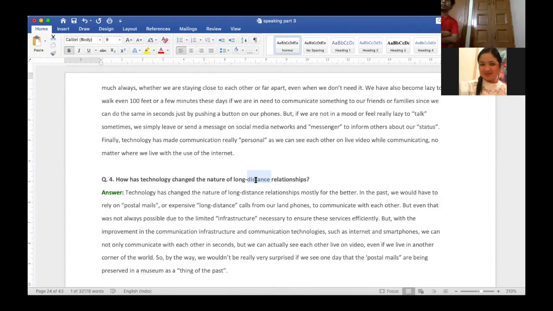But because of the new technology, we are able to communicate more easily and more cheaply, to contact someone.